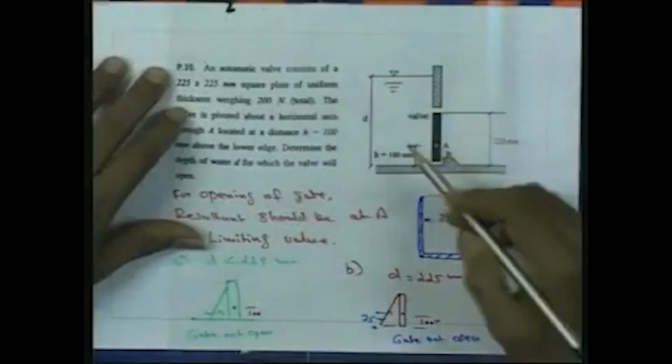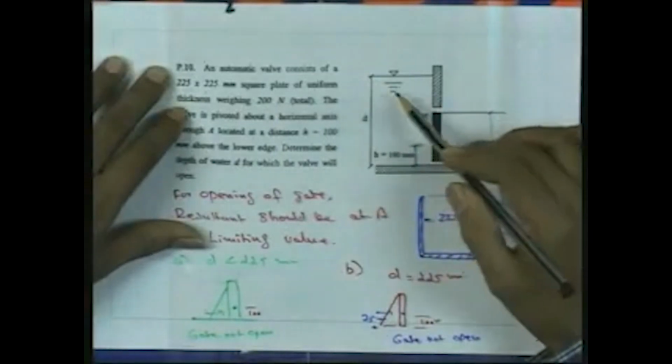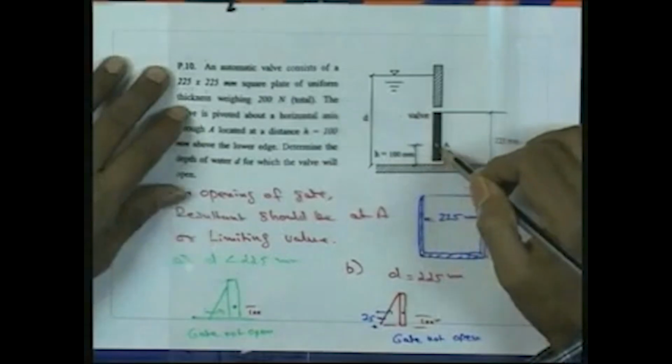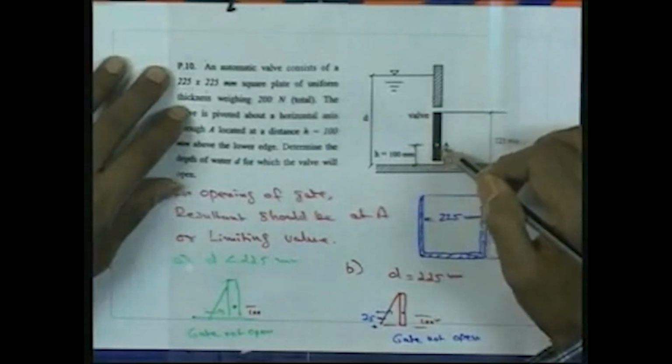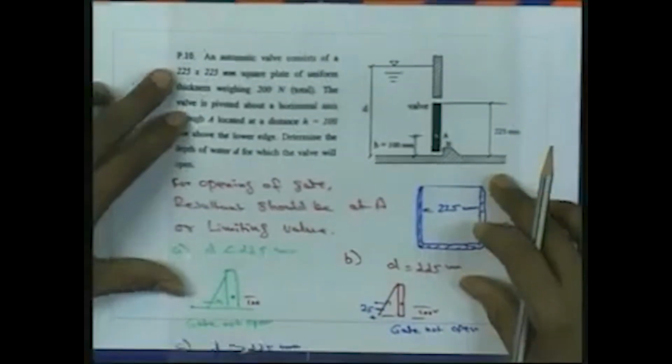we want the resultant of this water column on the upstream side of this sluice gate to pass through this hinge at A. That will be the limiting value. So, to solve this problem, here we will consider three cases.